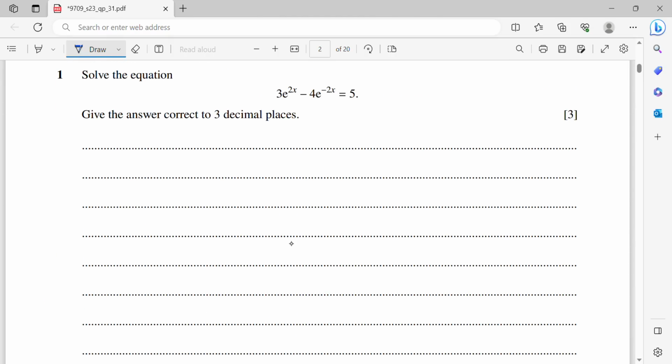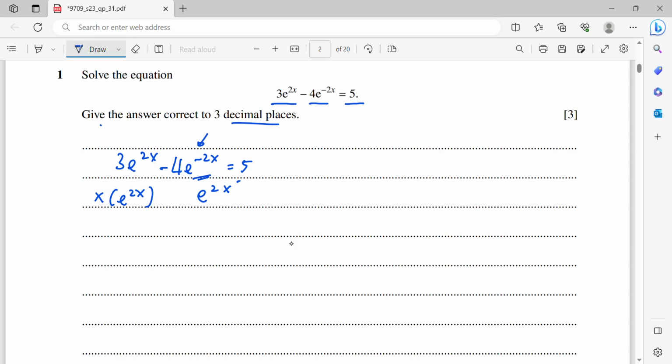For question number 1, solve the equation 3e^(2x) minus 4e^(-2x) equals 5 and give the answer correct to 3 decimal places. First of all, I will copy the equation. Now, by looking at the second term on the left hand side, there is e^(-2x). To eliminate this e^(-2x), we need to multiply by e^(2x). So, times e^(2x).